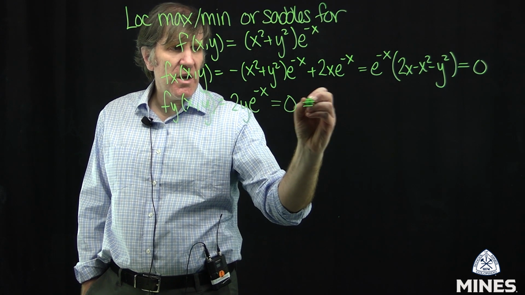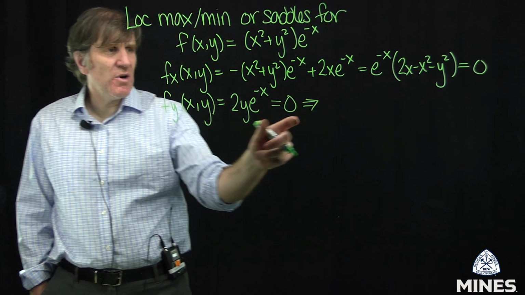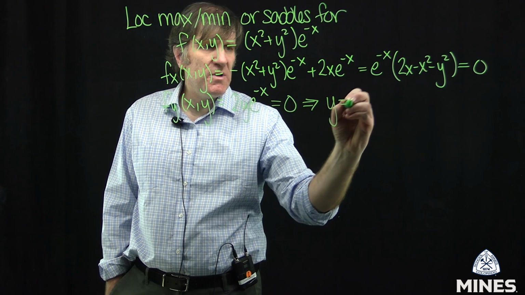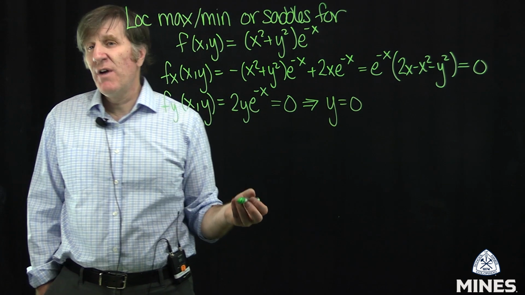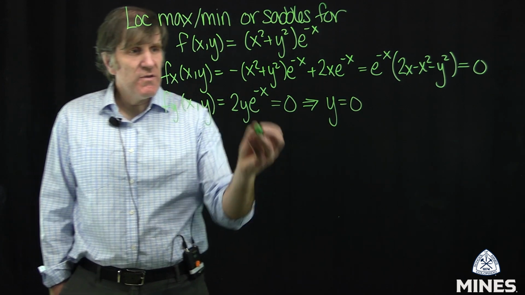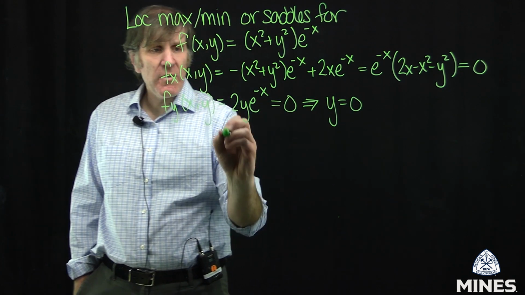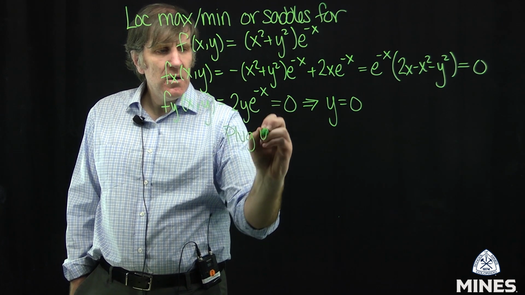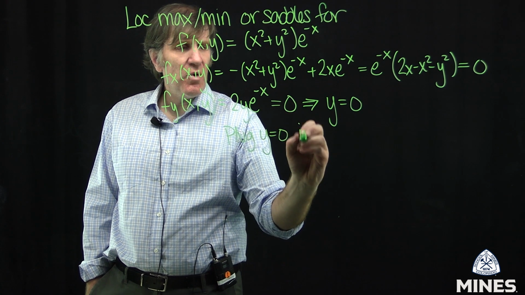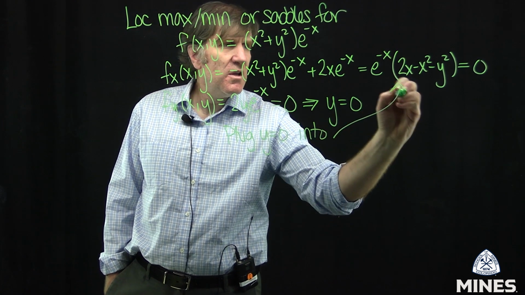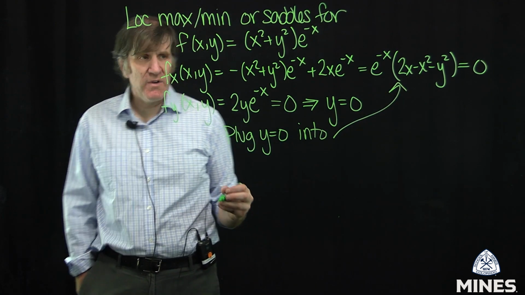With the second equation, if this is equal to 0, that tells me that y must be 0, because e to the negative x is never 0. So if this product is 0, it must be the y that's 0. So I know y is 0. I'm going to plug y equals 0 into the other partial derivative.